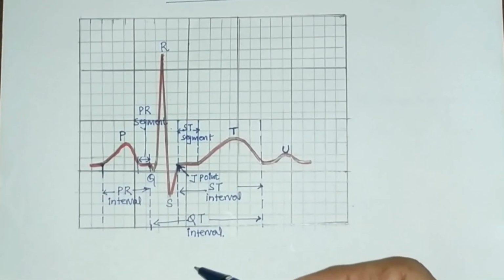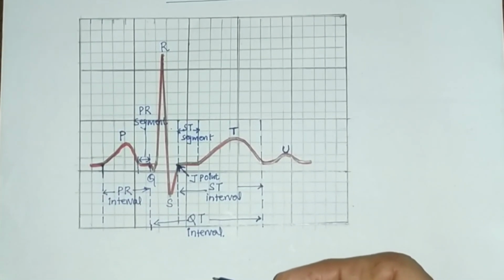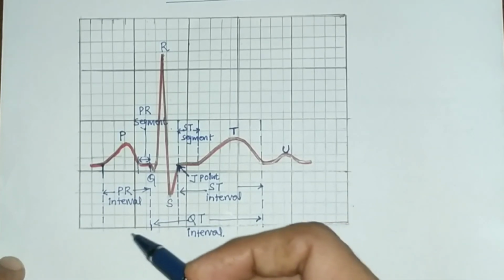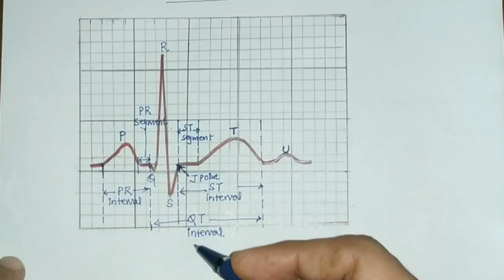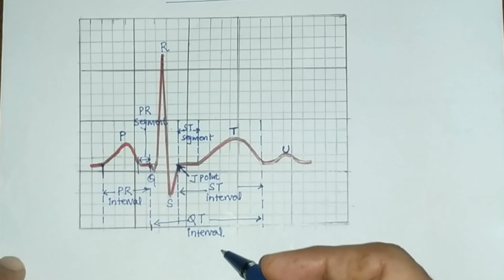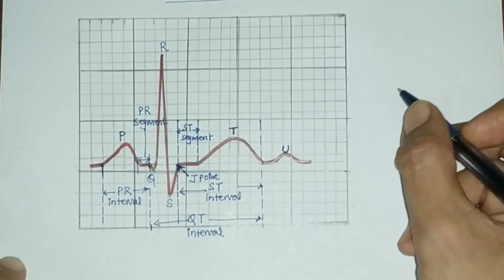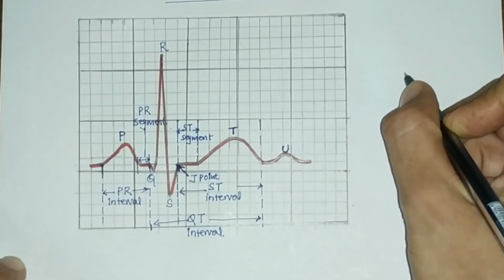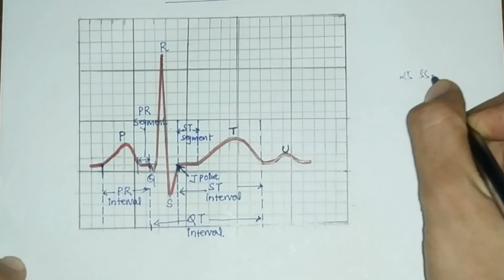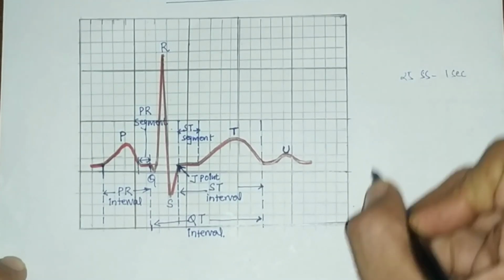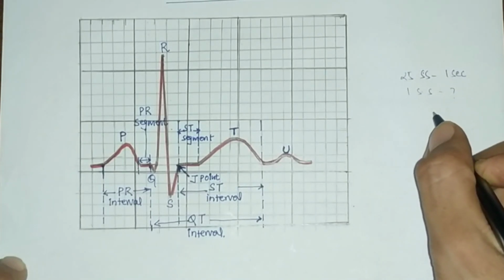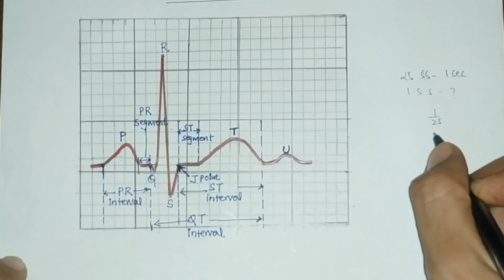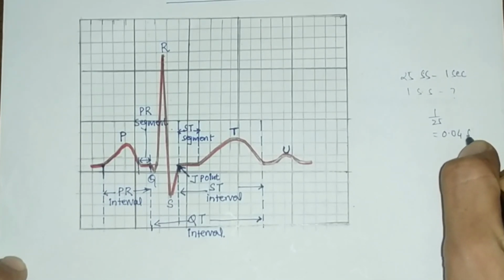Conventional ECG is taken at a speed, as we have discussed, of 25 millimeter per second. So in 1 second 25 small squares move, and therefore each small square is equal to 0.04 second. You can see here 25 small squares in 1 second. Therefore 1 small square is how many seconds? That is 1 upon 25, that is 0.04 second.